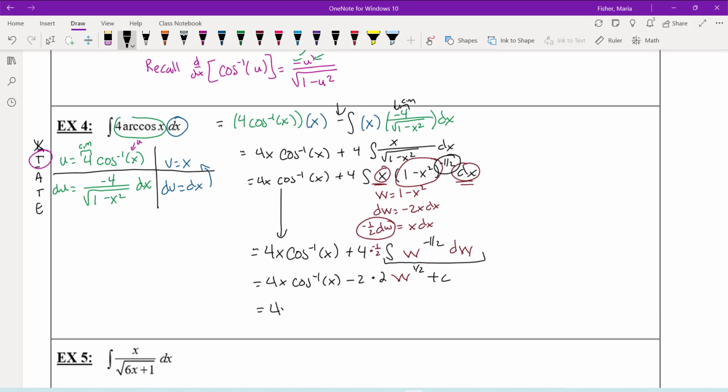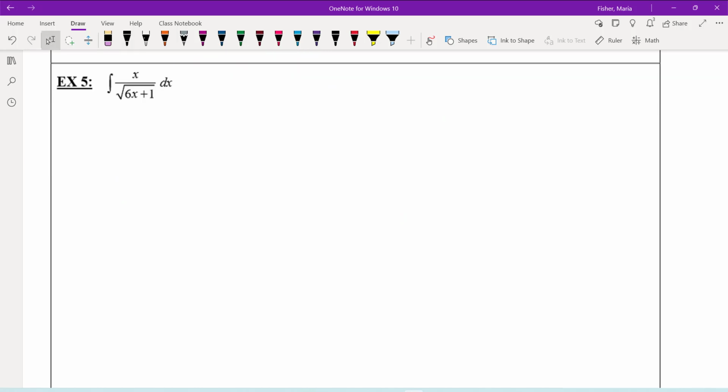In the end, get out of your w's and go back into x's, and we end up with 4x times the inverse cosine of x, and then minus 4, and 1 minus x squared to the 1/2 plus c. And if you wanted to, you could have put the radical back, but we are just going to leave it to the 1/2 power.